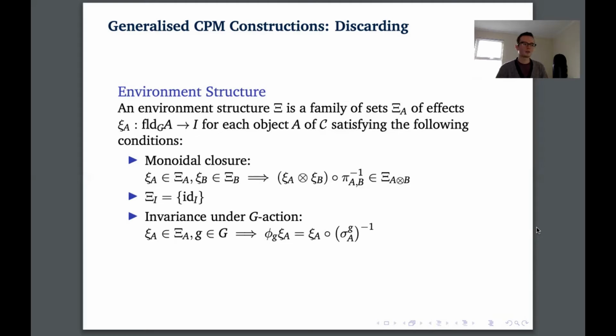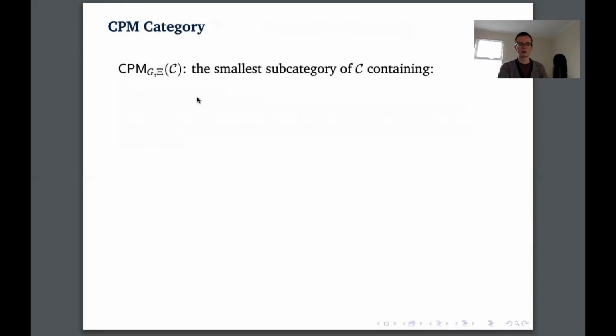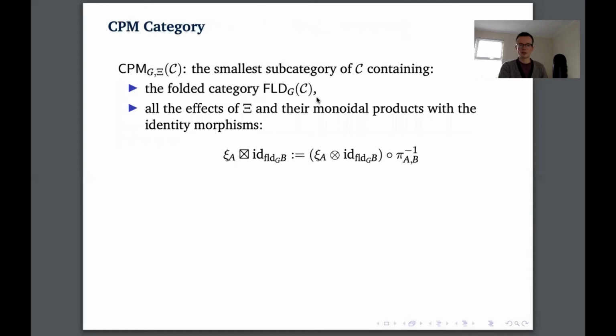Okay, so given the folding and some chosen environment structure, we can define a new category, CPM, which relies on both the folding and the environment structure. This is the smallest subcategory of C which contains both the folded category and all the effects of the environment structure, up to some technical constraints about their tensor product with the identity maps. Don't worry about this. The best way of thinking of it is as the smallest category containing both the folded category and the effects from the environment structure.